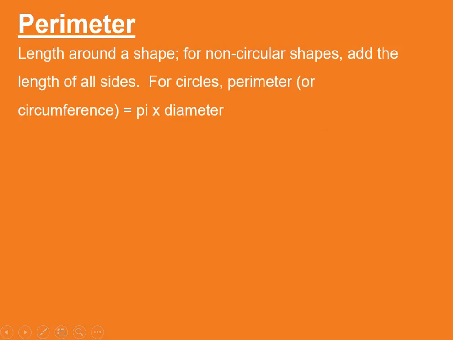So perimeter is the length around a shape. A lot of times you're going to be asked to find the perimeter of some kind of shape. For non-circular shapes, all you've got to do is add the lengths of the sides. For circles, the perimeter, or circumference, is pi times diameter. That diameter is just 2 times your radius.